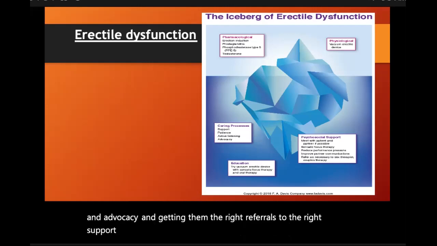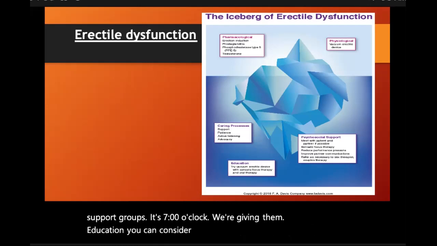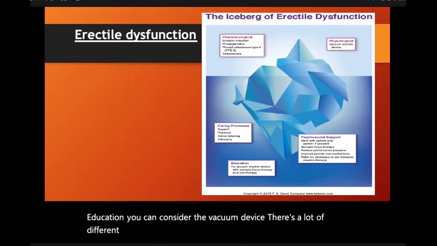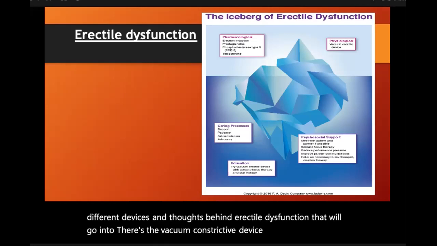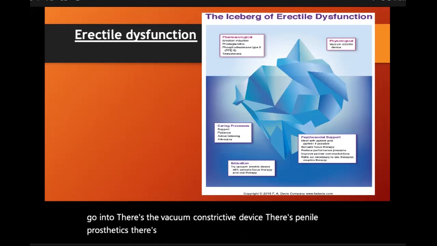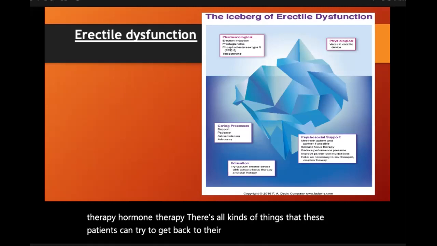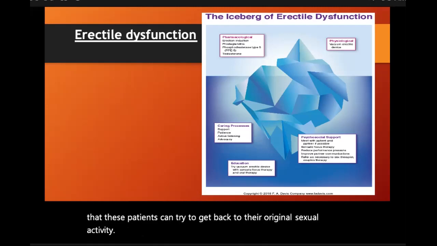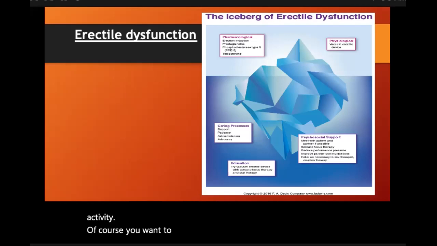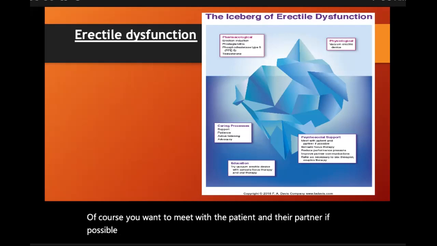We're giving them education. You can consider the vacuum device. There's a lot of different devices and thoughts behind erectile dysfunction that we'll go into. There's the vacuum constrictive device. There's penile prosthetics. There's penile revascularization, low intensity shockwave therapy, hormone therapy. There's all kinds of things that these patients can try to get back to their original sexual activity. Of course, you want to meet with the patient and their partner if possible to go over this and provide support.